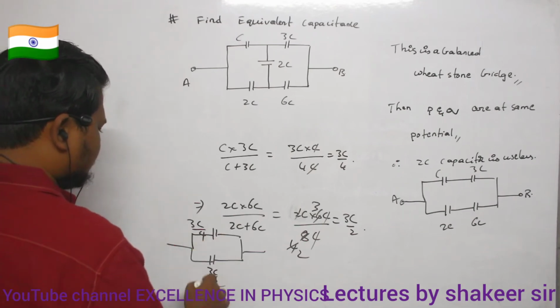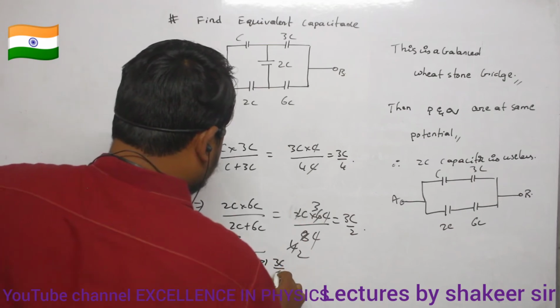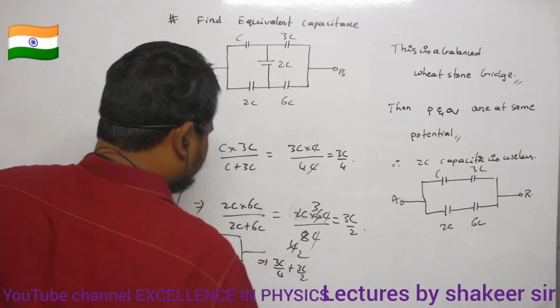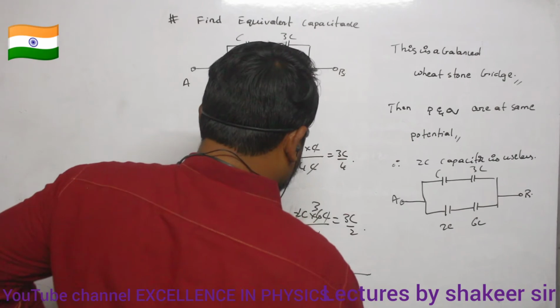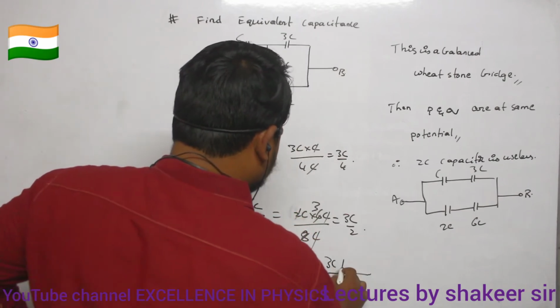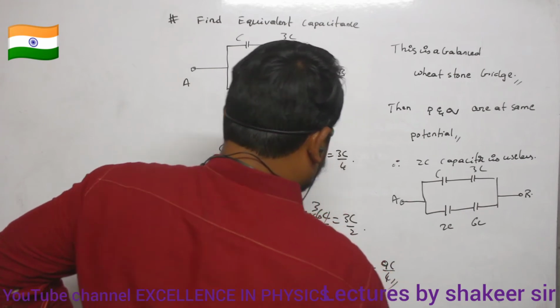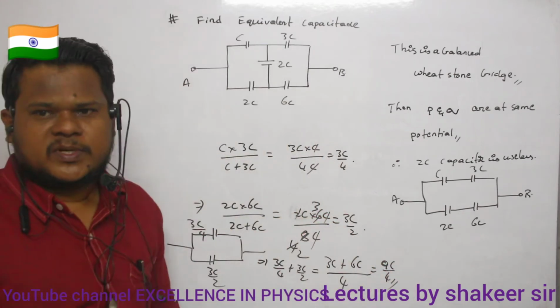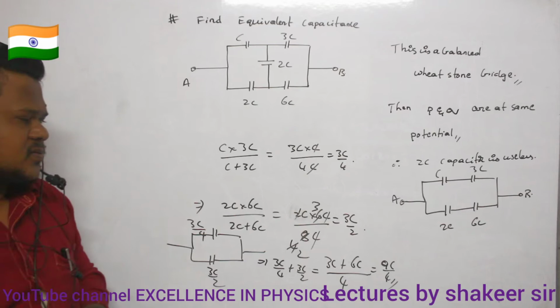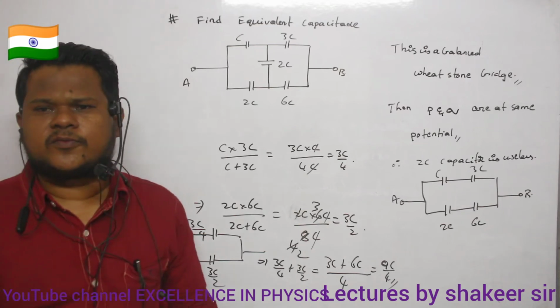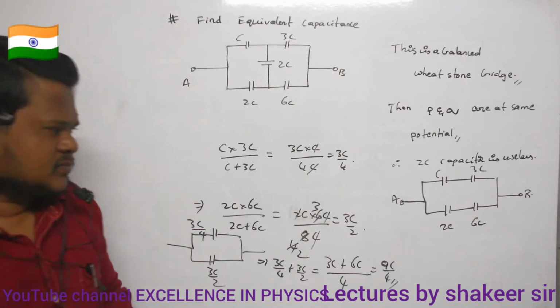So these two are now connected in parallel, no? So 3C divided by 4 plus 3C divided by 2. Clear? So if you take the LCM, 4 is the LCM. So 3C plus 6C, total 9C divided by 4. Clear? So that is the total equivalent capacitance which I calculated. So 9C divided by 4, that is our answer. Okay?